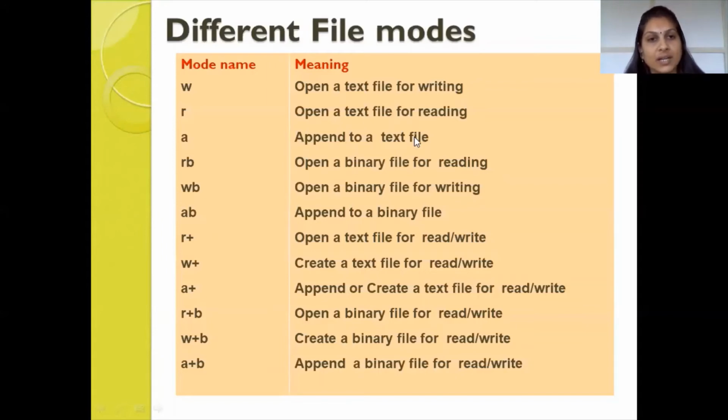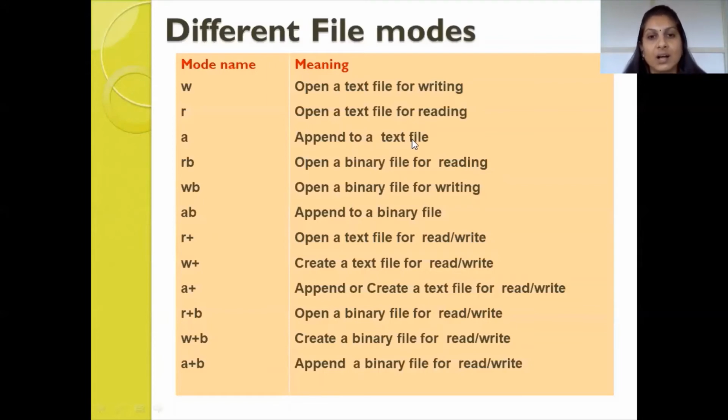Suppose I have created one file using W mode, so we are writing something in our text file. Suppose I am writing ABC, and then again we want to append data to that ABC. Then we have to open the file with the A option, because we have to append that data.